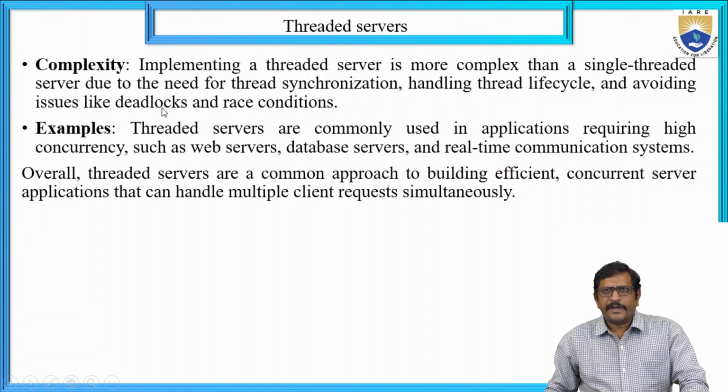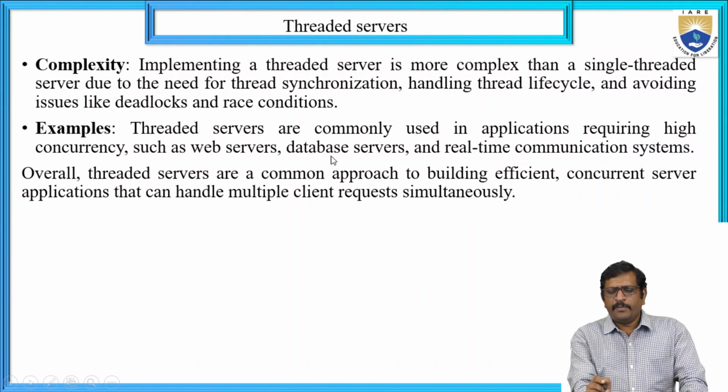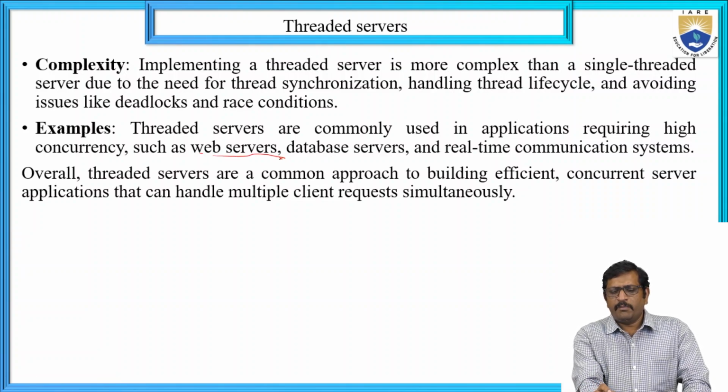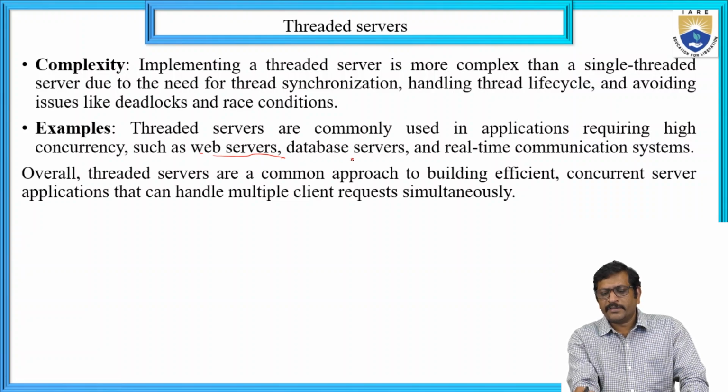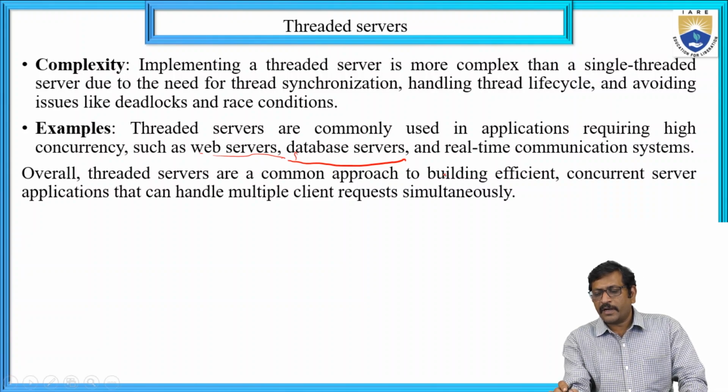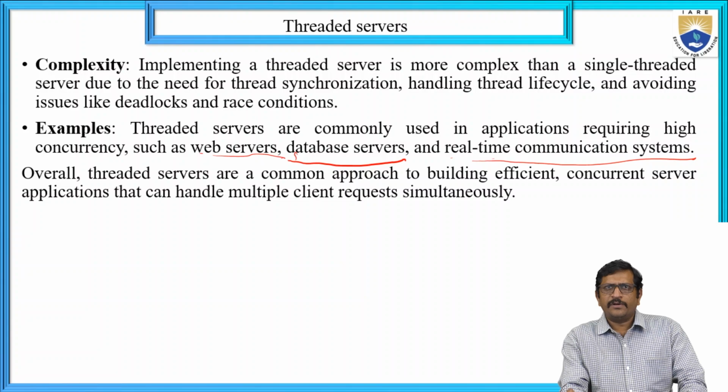For example, threaded servers are commonly used in many web applications requiring high concurrency, such as web servers, which are a best example, database servers, also a best example, and real-time communication systems. So these are all examples of handling threads and avoiding issues like deadlocks and race conditions.